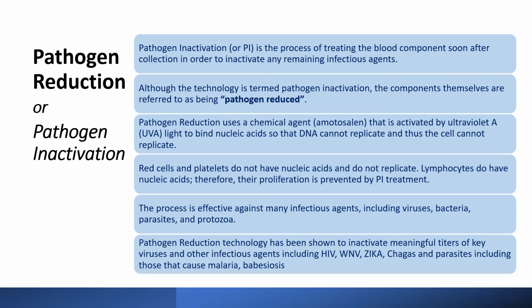We know that red cells and platelets do not have nucleic acids, but lymphocytes do. Therefore, their proliferation is prevented by PI treatment. This process is effective against many infectious agents, including viruses, bacteria, parasites, and protozoa. Pathogen reduction technology has been shown to inactivate meaningful titers of key viruses and other infectious agents, including HIV, West Nile virus, Zika, Chagas, and parasites, including those that cause malaria and babesiosis.